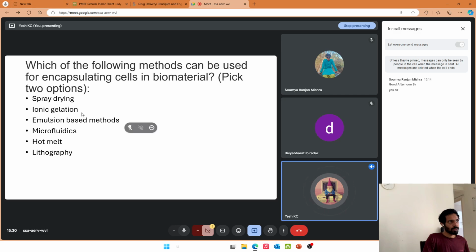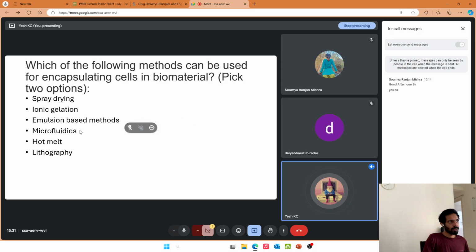So ionic gelation is something that you can use, but there's also one more that's very popularly used. It's definitely not hot melt or lithography because both of those will kill the cells. Spray drying, no, not really, because spray drying involves very high speeds and generating vacuum and basically use of current as well, so electricity to achieve these spray drying threads and put the cells there. So that will also kill the cells.